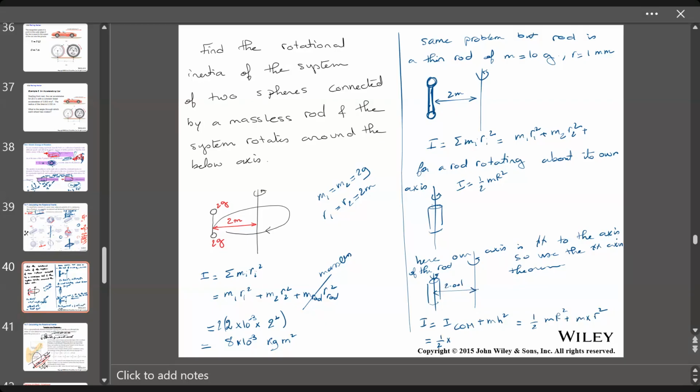So the mass is 10 grams. I'll write this as 10 to the minus 2, and I'll multiply that by the radius squared, which is 10 to the minus 3 squared, plus the distance squared, which is 2 squared. And I can calculate the rotational inertia for the rod and then add that up here.